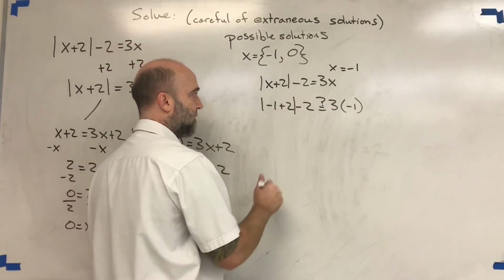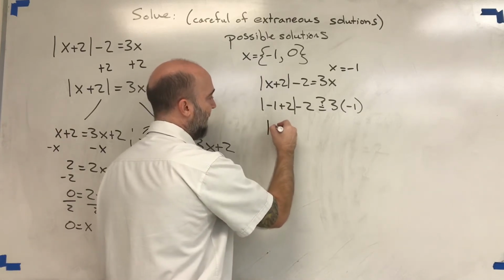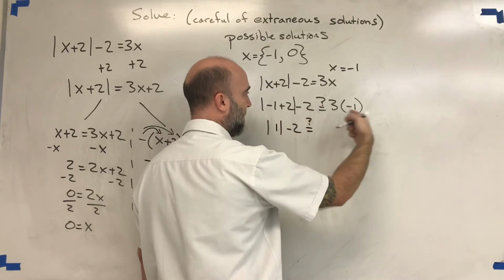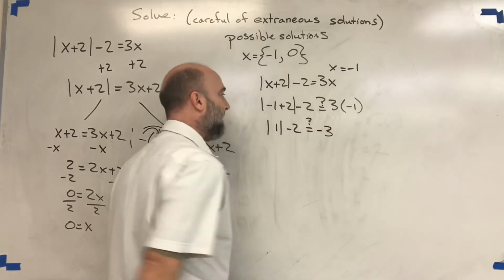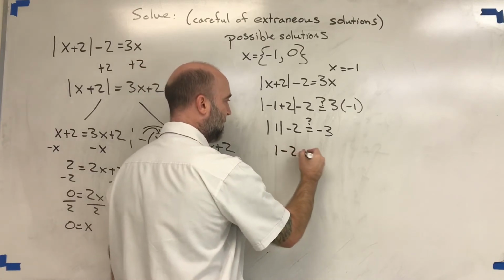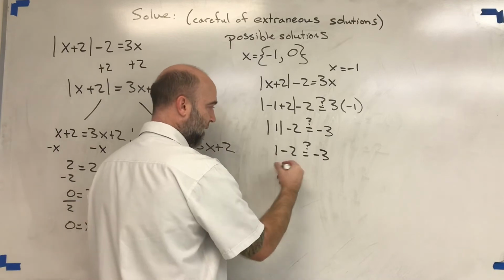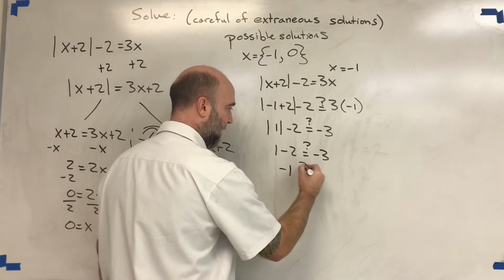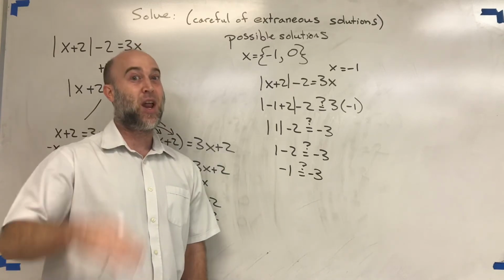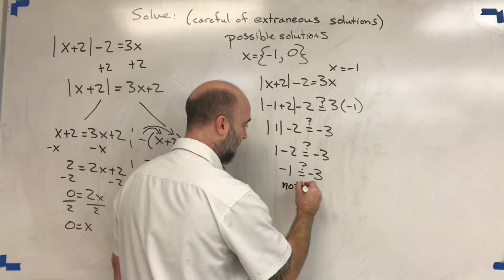Take care of the absolute values first. This is order of operations now. So that's an absolute value of 1, minus 2, question mark, equals 3 times negative 1, which is negative 3. The absolute value of 1 is 1, minus 2. Does that equal negative 3? Uh-oh. Negative 1 question mark equals negative 3. Does negative 1 equal negative 3? No way. So this is not a solution.